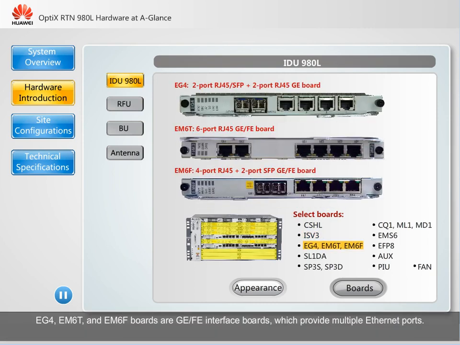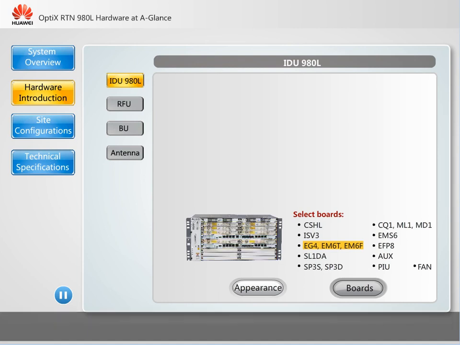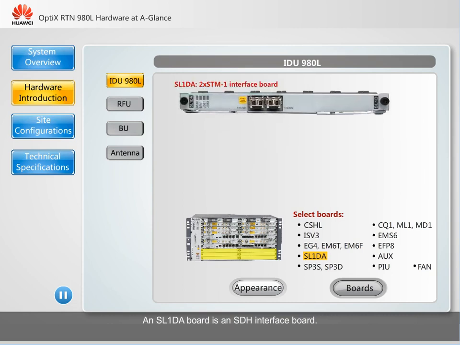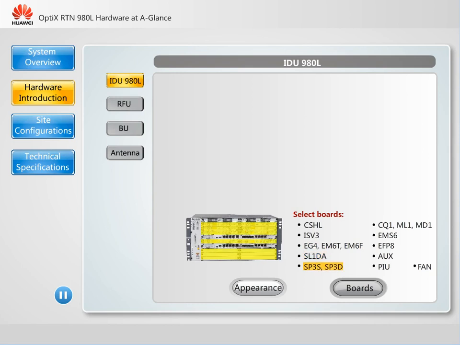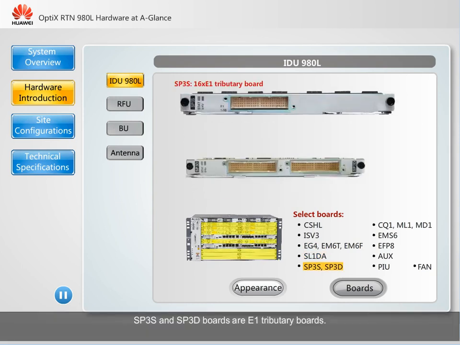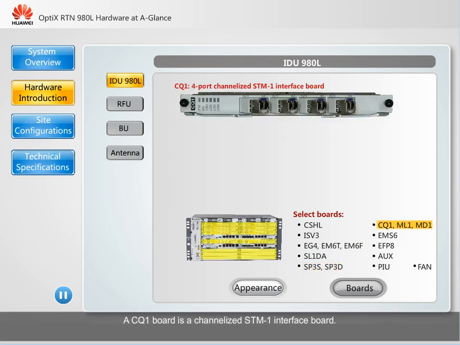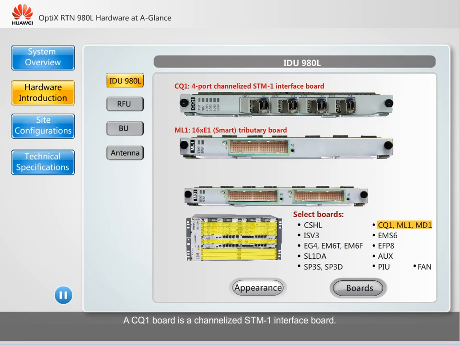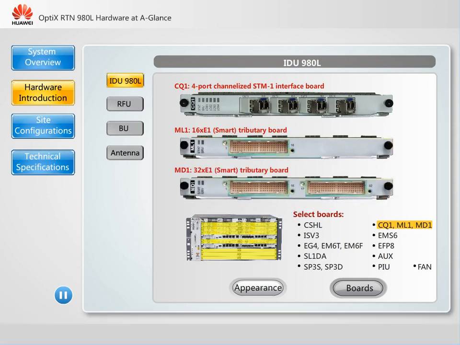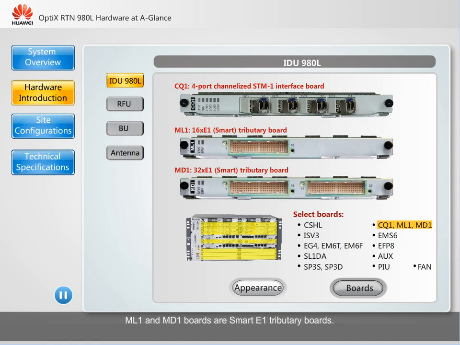EG4, EM6T and EM6F boards are GE-FE interface boards, which provide multiple Ethernet ports. An SL1DA board is an SDH interface board. SP3S and SP3D boards are E1 tributary boards. A CQ1 board is a channelized STM1 interface board. ML1 and MD1 boards are smart E1 tributary boards.